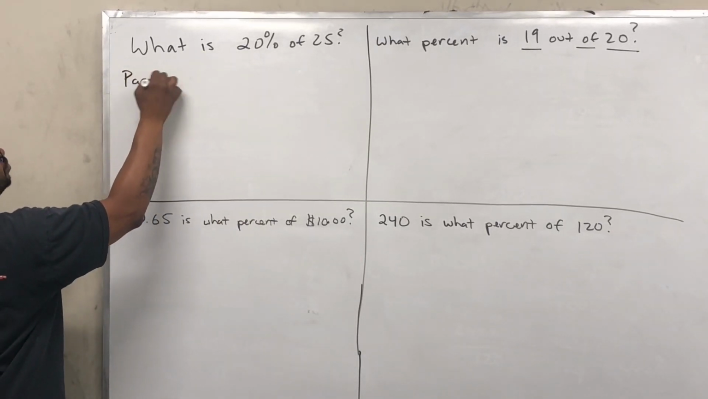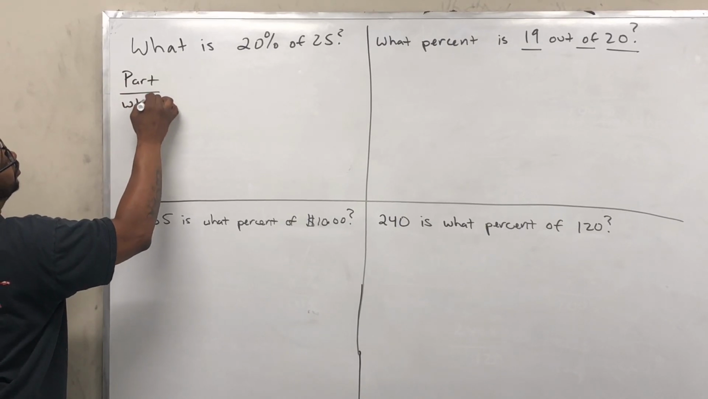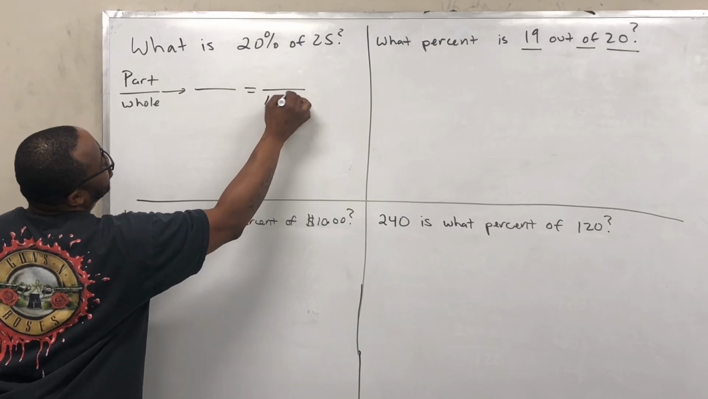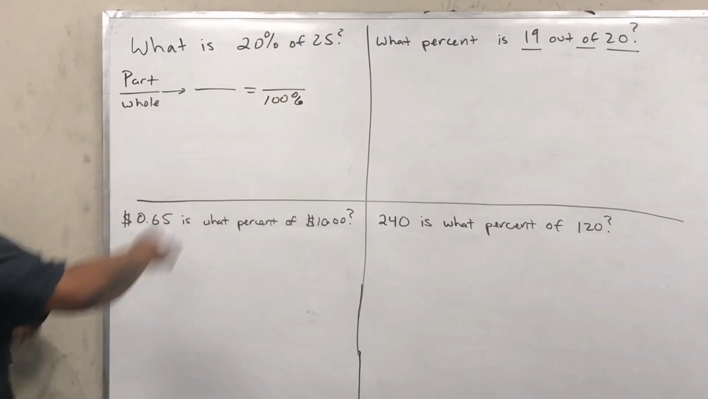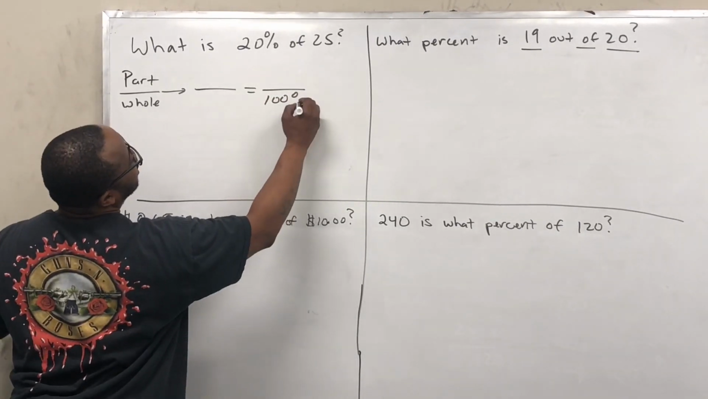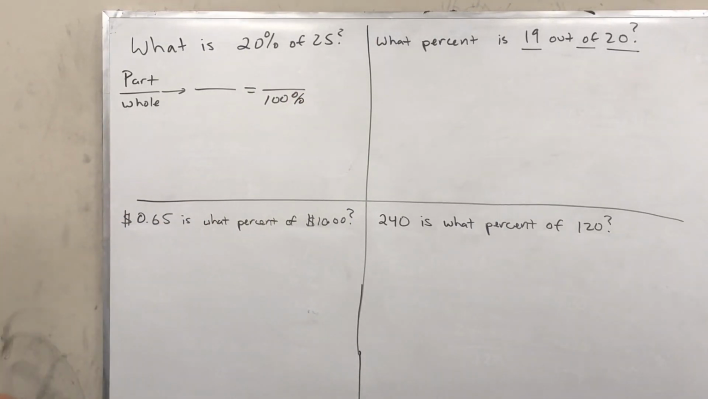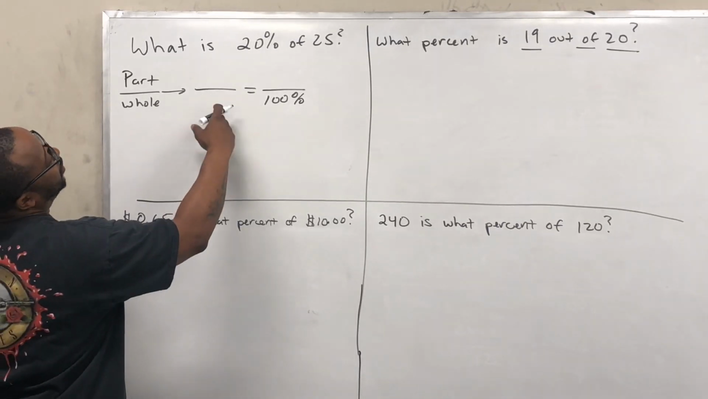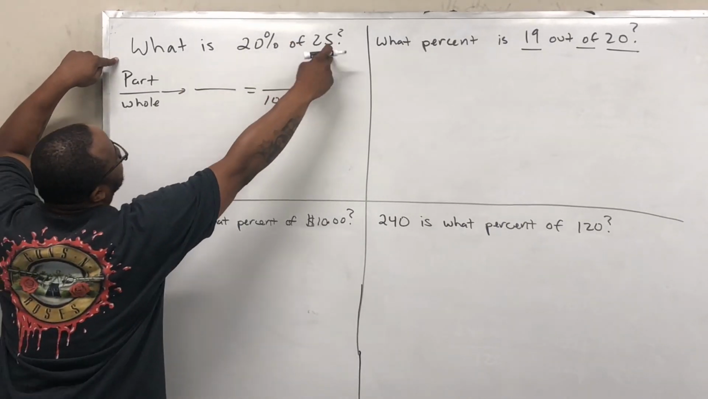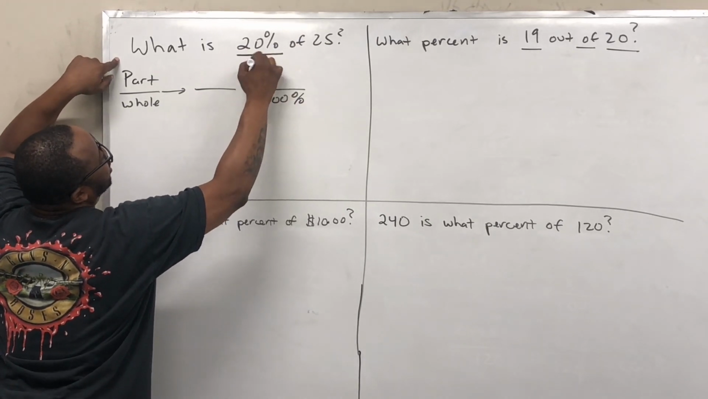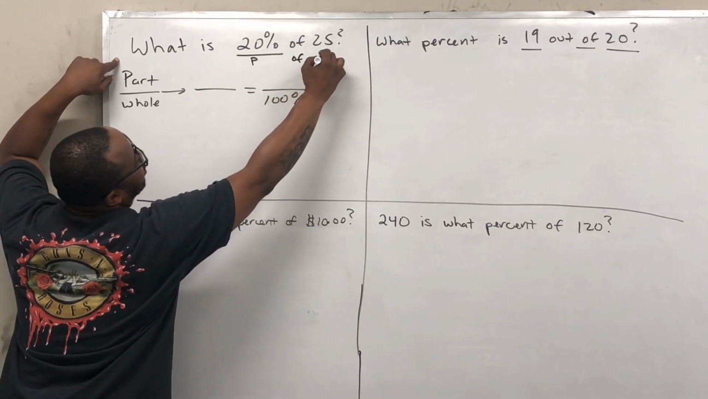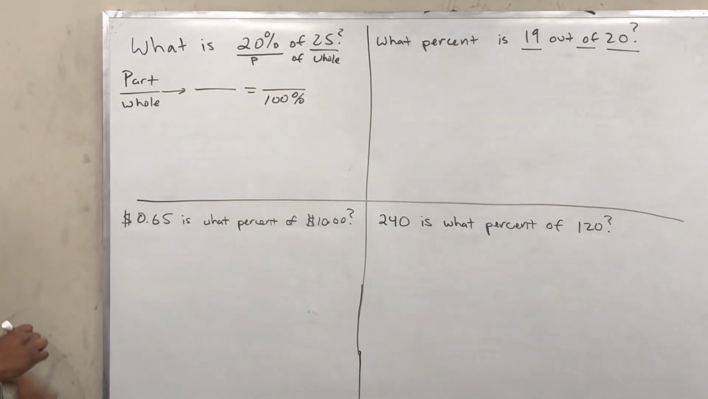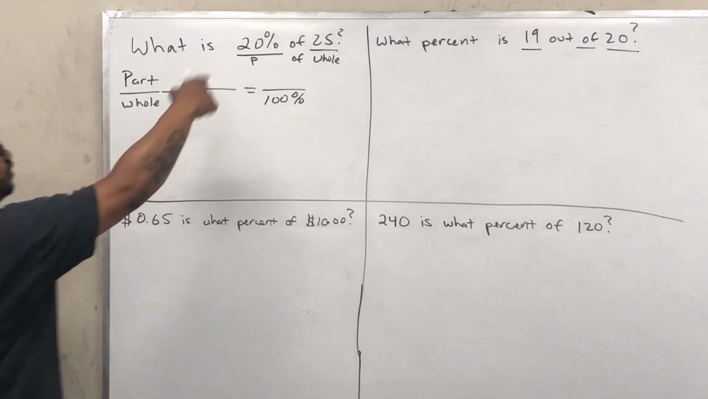So I always tell people to put part over whole, as always. What I do here is I put two fractions together like this, make them equal to each other, since we're doing ratios. It's percents, but we're doing it in ratio form. So what we have here is what is 20% of 25. Remember, this is going to be the part of, and this is the whole, okay? Or a piece of the pie.